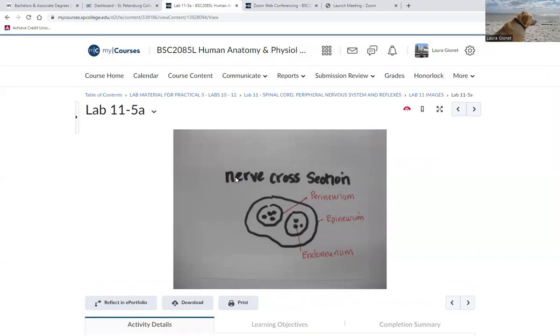Okay, so here he's made a little card. The epineurium goes around the entire bundle. The perineurium surrounds one fascicle, and within that, surrounding one nerve fiber or axon, would be the endoneurium.